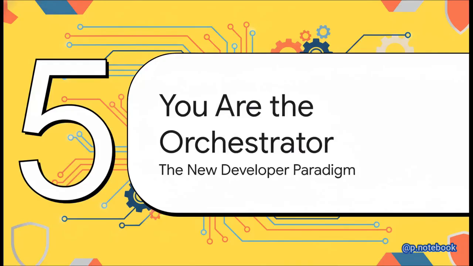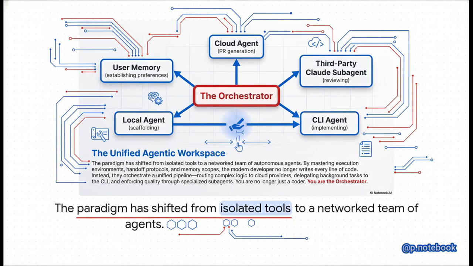Okay, so let's zoom out and put a bow on this. What we've been talking about isn't just a fancy new set of tools. No, this is a fundamental change in what it even means to be a developer. This diagram really says it all. The old way was a bunch of separate tools. The new way is this, a networked team of autonomous agents that work together.